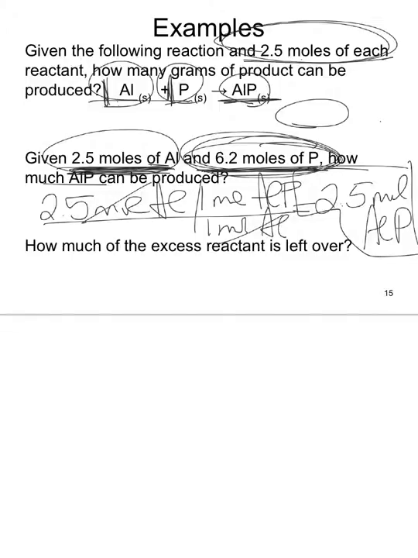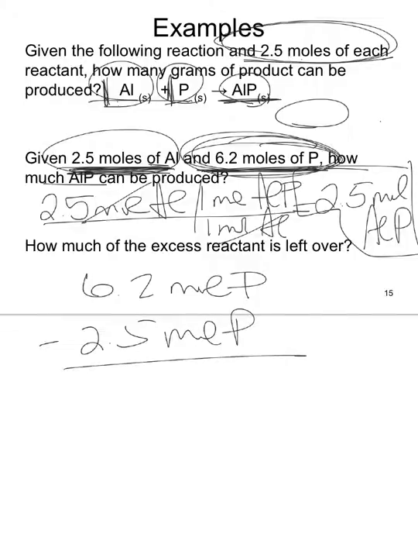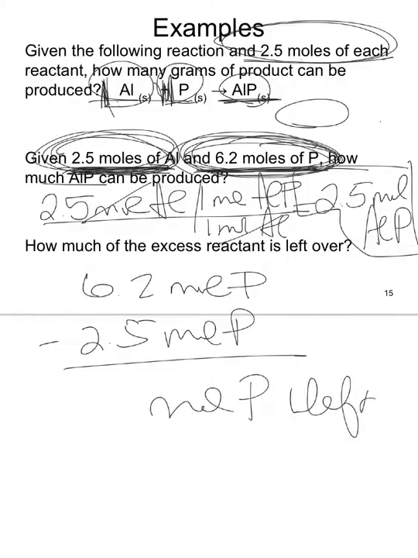But how much of the excess reactant is left over? Well, it's phosphorus. I'm going to use that many moles of phosphorus, because if I use 2.5 moles of aluminum, it's a 1-to-1 ratio. So I will use 2.5 moles of phosphorus. So I just subtract that. This is moles of phosphorus left over.